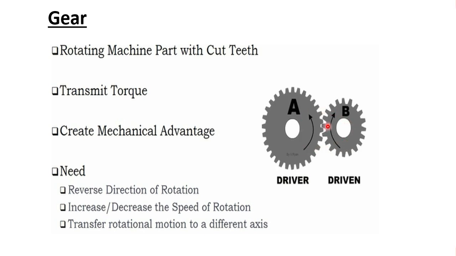Now the question is why we require a gear. It is required to reverse the direction of rotation, it can increase or decrease the speed of rotation, and it can also transfer rotational motion to a different axis.